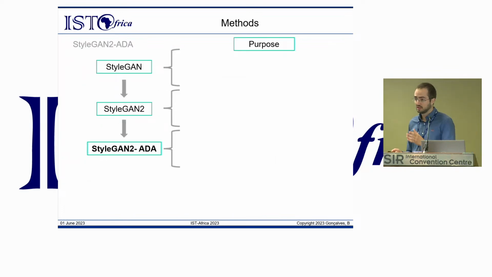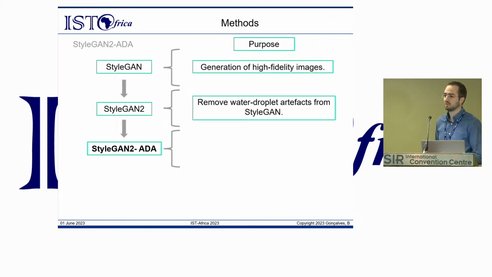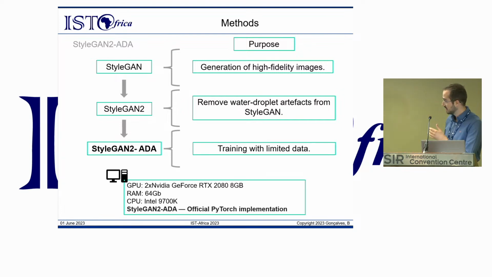In terms of the model, we selected StyleGAN, which is a complex type of GAN that was created with the objective of generating high fidelity images. Then StyleGAN2 was created to remove some spatial artifacts from the original version. And finally, the model that we used was created for training with limited data, which was our case. For the training process and also to generate our dataset, we used the official PyTorch implementation.